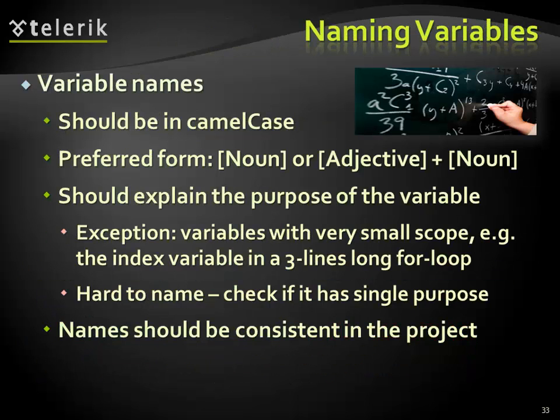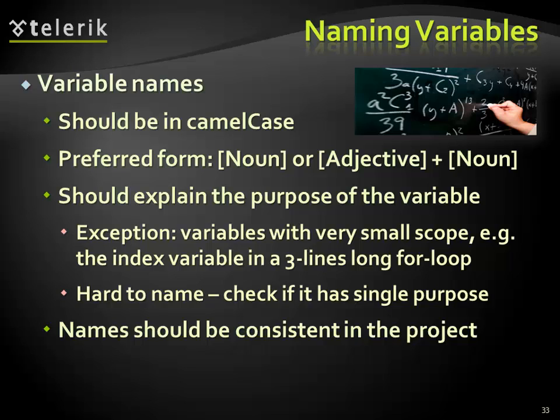So how to name other variables? Well, variables, similar to the parameters of a method, should be in camel case. And again, the preferred form is noun or adjective plus noun. As usual, they should explain the purpose of the variable, so they need to have a meaningful name.